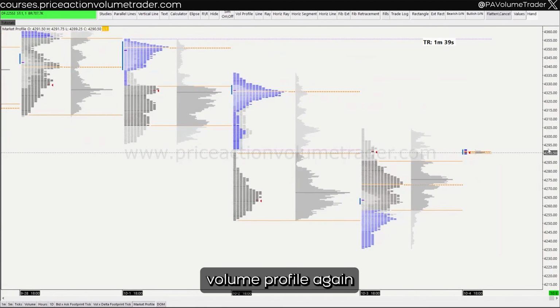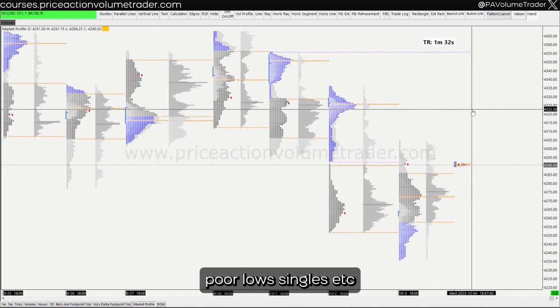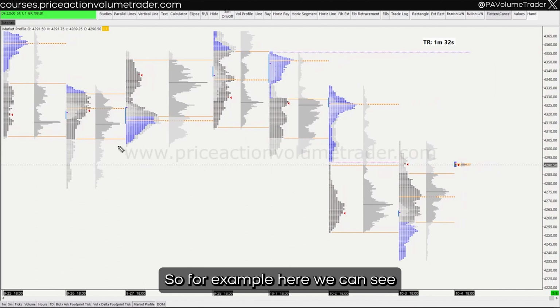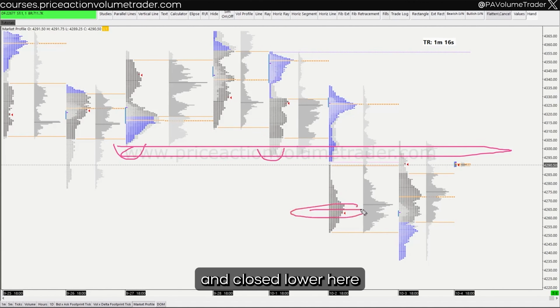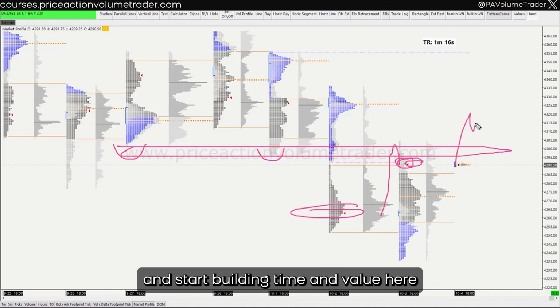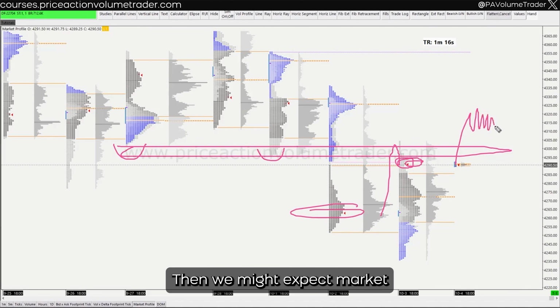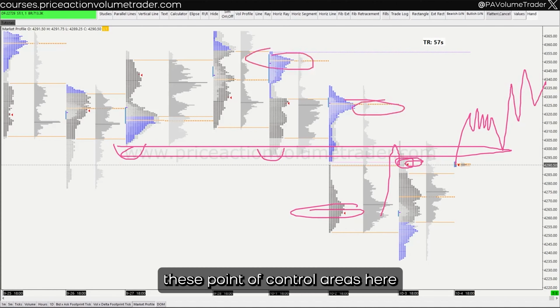And just like with volume profile, again, I look for poor highs, poor lows, singles, etc. So for example, here we can see this is a very important level right here. We had lows on 2 days here from last week, and then we opened up this week here on Monday. Tuesday we broke down and closed lower here. Wednesday we retested and closed right below it. So now we're going to see if we push up and start building time and value here, then we might expect the market to start coming into this point of control area here.